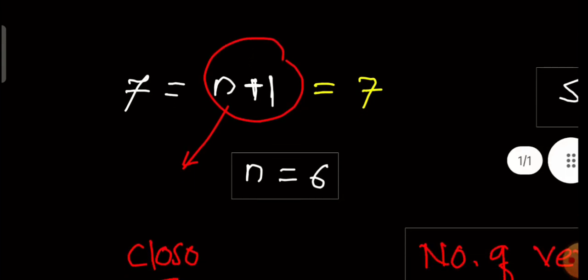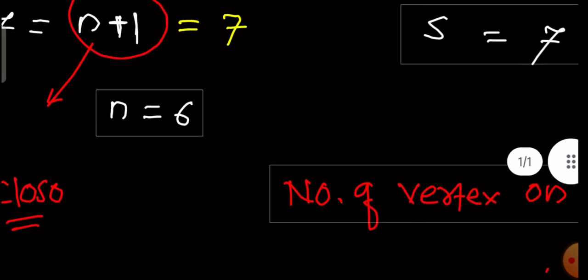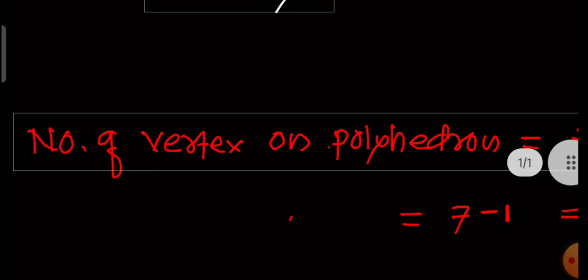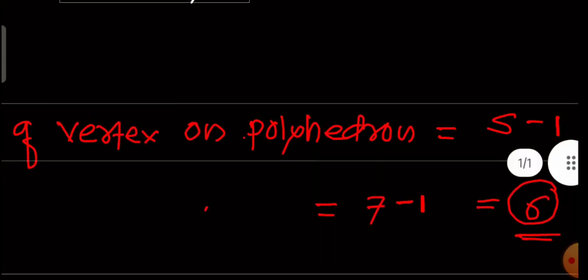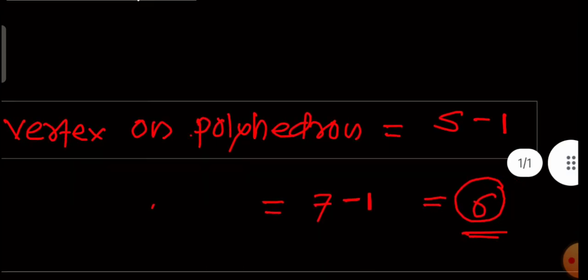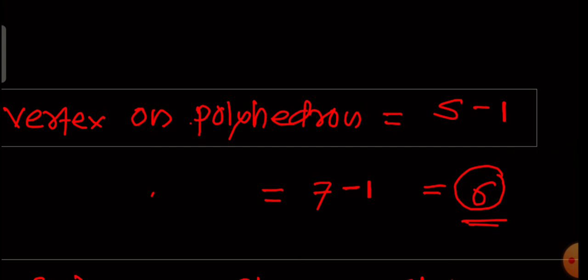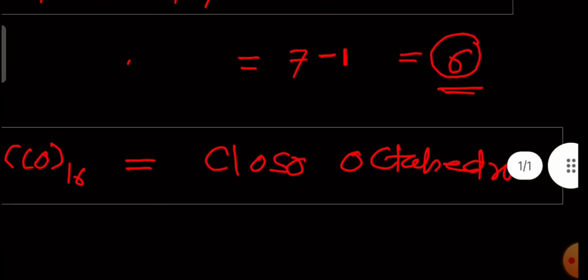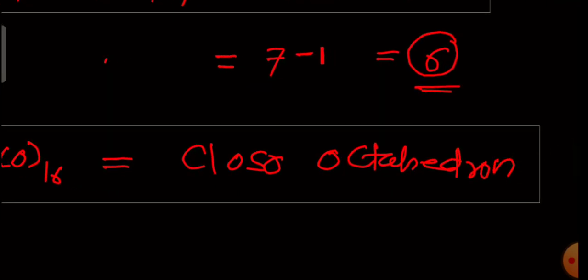Now you can find out the geometry of the system. The geometry can be found with the help of the number of vertices on a polyhedron, which is S minus 1. Here S is 7, and minus 1 gives 6. Whenever we have 6 vertices, it is an octahedron. So your geometry is closo octahedron. So Rh6(CO)16 belongs to the closo octahedron system.